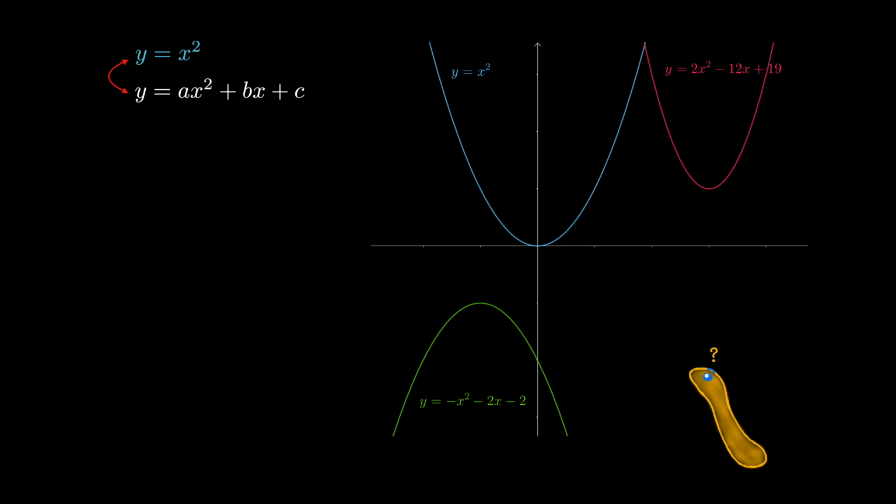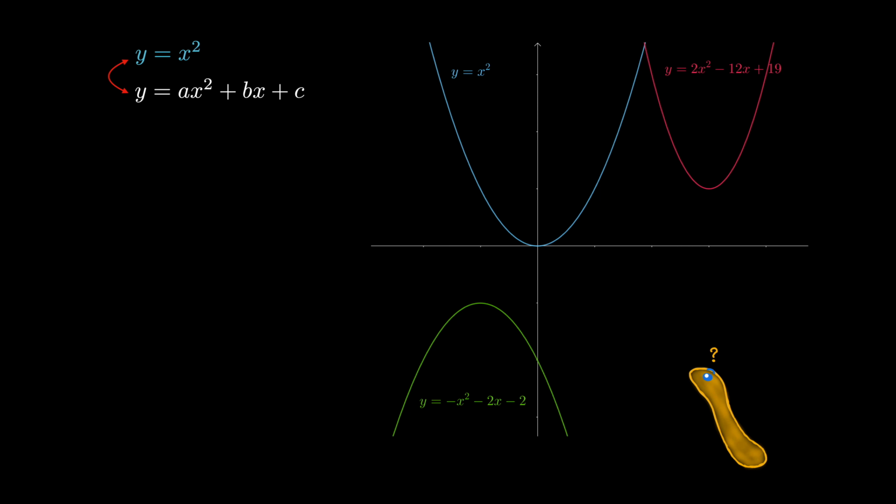Well, let's look at these two parabolas. For the green parabola, it's as if we took y equals x squared, flipped it upside down, and then shifted it left and down. For the red one, it's a bit narrower, as if we stretched y equals x squared vertically and then shifted it right and up.